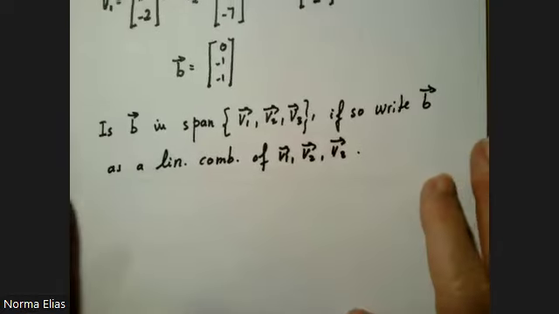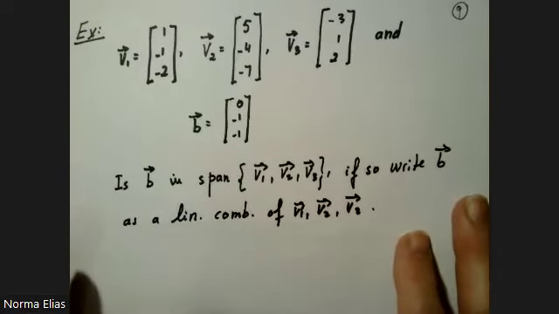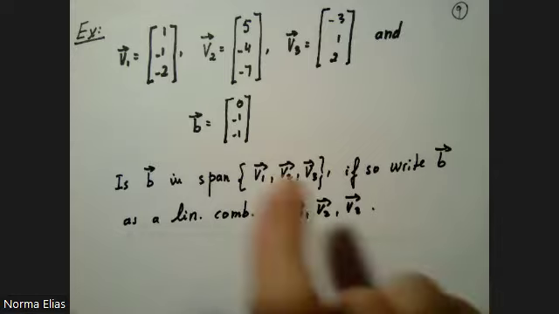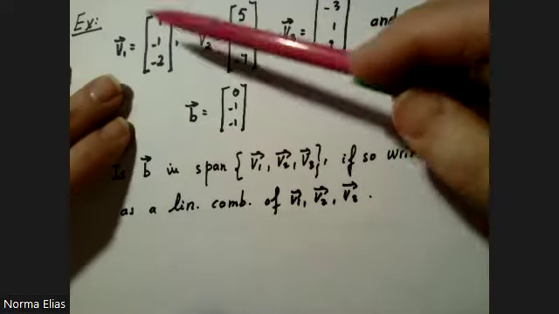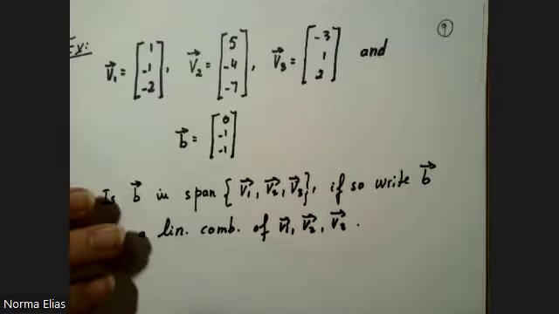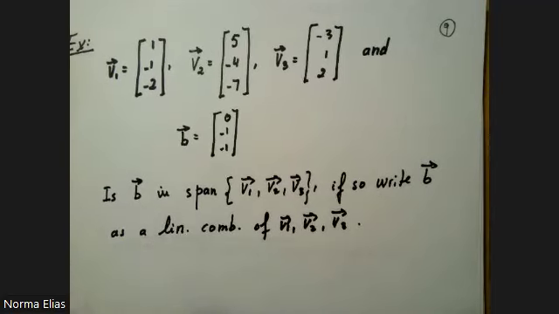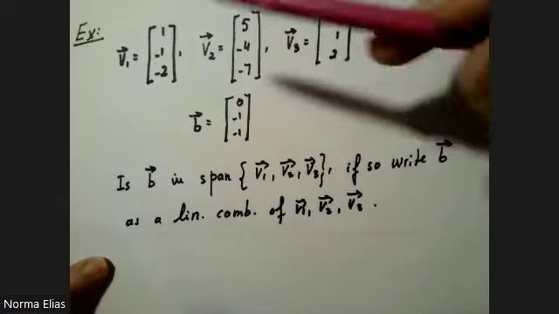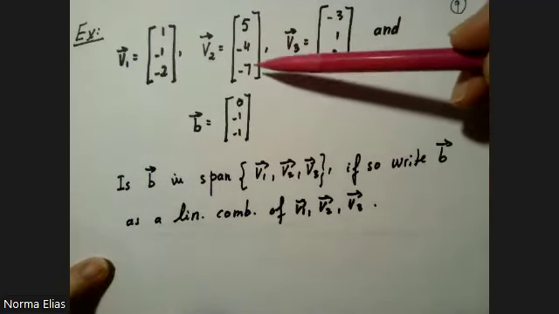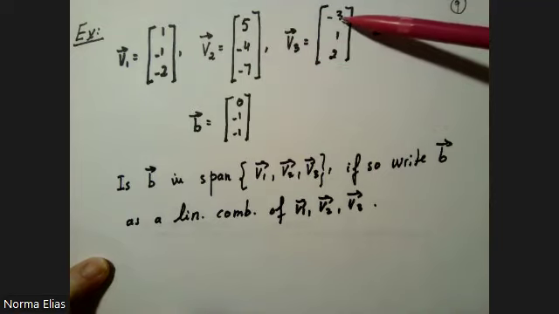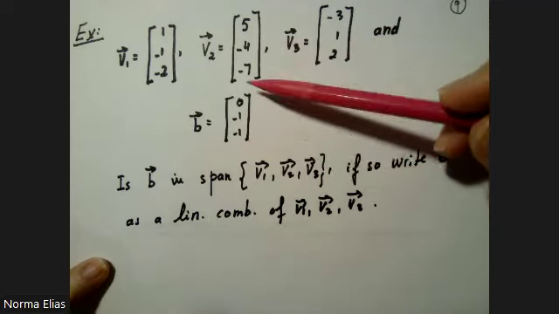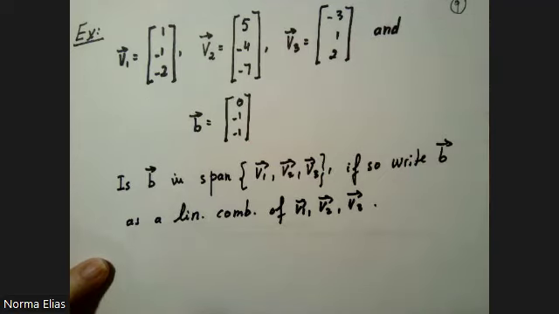So my first example is the following. Suppose I have the following vectors, v1, v2, v3, and the vector b. So I am in R3 now, but I have so many vectors the geometry actually is hard to visualize. That's why we're going to do everything algebraically now. So I have v1 = (1, -1, -2), v2 = (5, -4, -7), v3 = (-3, 1, 2), and I have the vector b = (0, -1, -1).